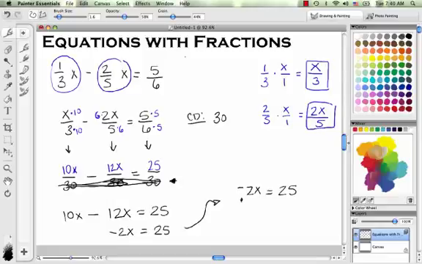And so I'm going to come up here and say I have negative 2x equals 25. I need to divide both sides by negative 2 in order to get that x alone. And so those negative 2's cancel. I have x equals negative 25 over 2.